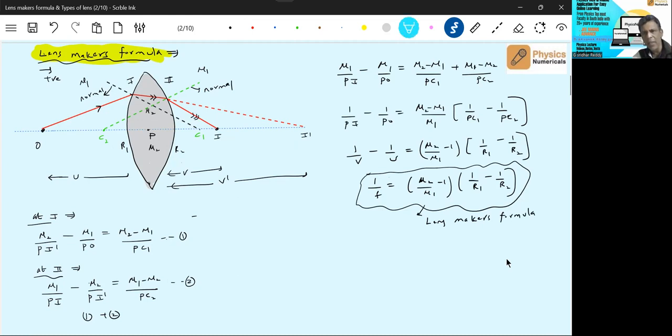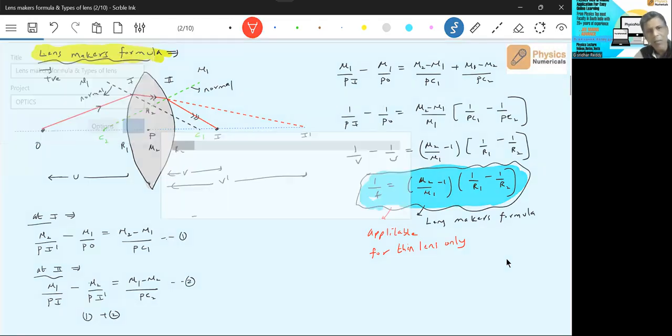Fine. So this is a very fundamental formula. Almost any lens you are constructing, you should take help of this particular thing. What we discussed is applicable for thin lenses only. Okay, this is the basic formula we have. Now using this, we'll analyze the different types of lenses here.